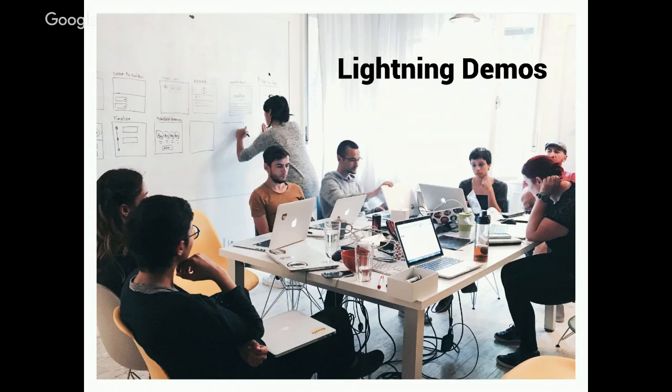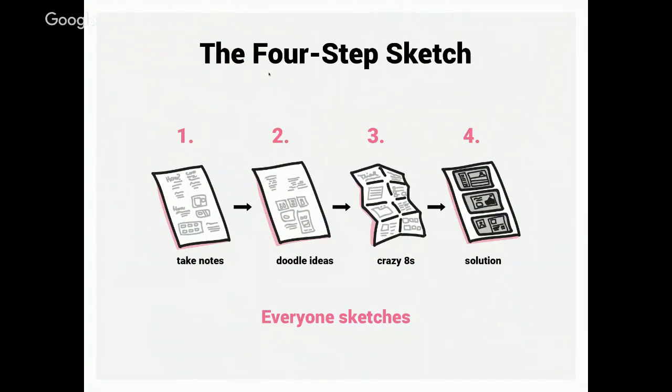And in terms of timing, because just about everything during the sprint is timed, you have 3 minutes to look at different solutions and take notes and get them out on whiteboards and stickies. Those are called lightning demos. Then there's this 4-step sketch process that we're going to go through, and I'll show you a couple examples of what these look like.